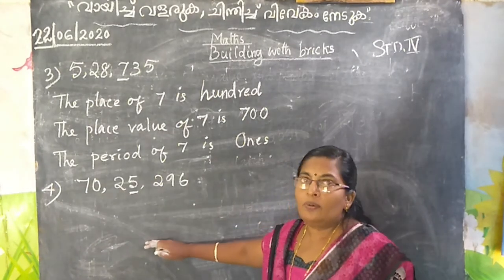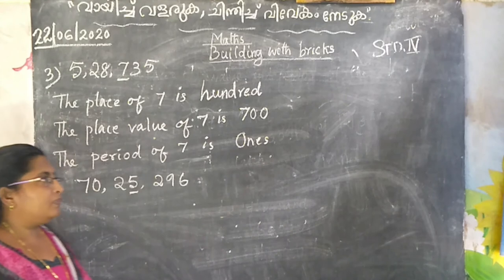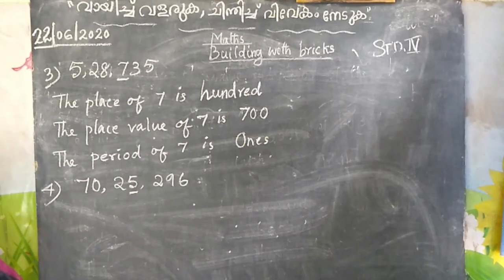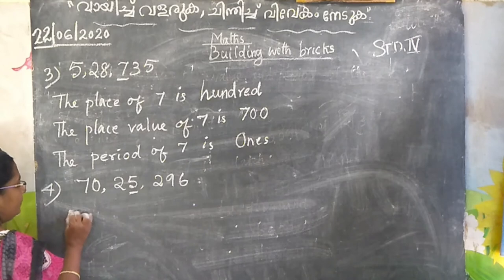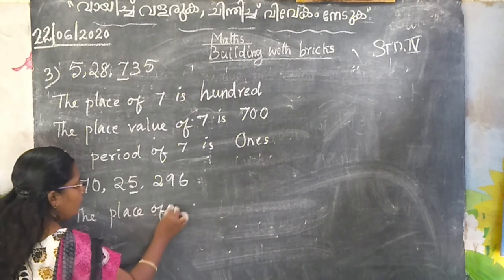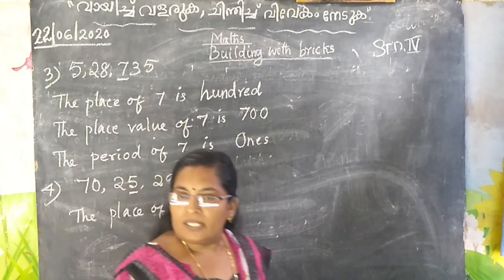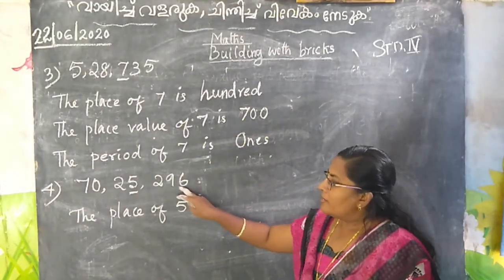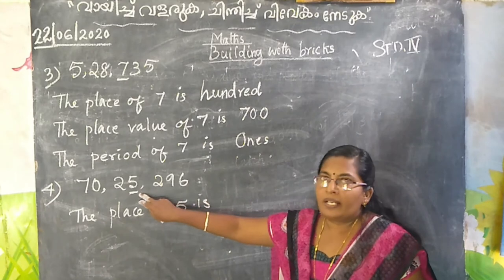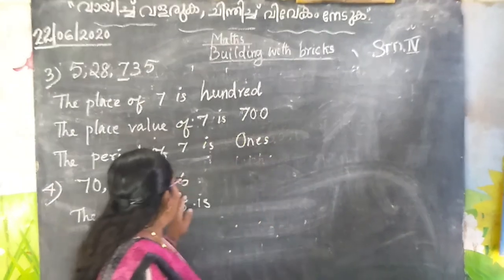70,25,296. Find the place, place value and period. The place of 5 is where? Say the place. Ones, tens, hundred, thousand. The place of 5 is the hundred place. Not hundred, the thousand place.